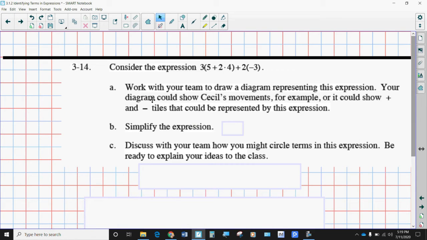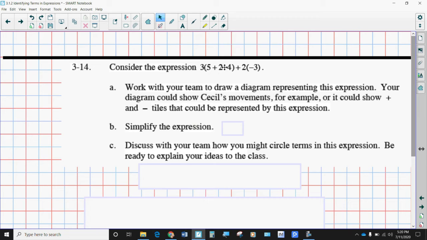All right. Let's copy this down. You are going to draw a diagram representing what this looks like. Now, it says you could use Cecil, the Cecil movement diagrams, or you could use the plus and minus tiles. I chose to use the plus and minus tiles because I think that's easier. I would recommend you do that because you're not going to be able to check to see if you got it right if you do the Cecil on the tightrope kind of diagram with the arrows going to the left and to the right, okay? So if you just use the plus signs and the minus signs for your positive and negative integer tiles, then you'll be able to check to see if you've got the same thing as mine.